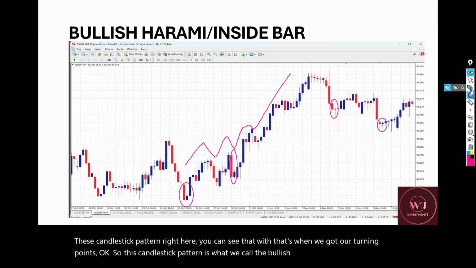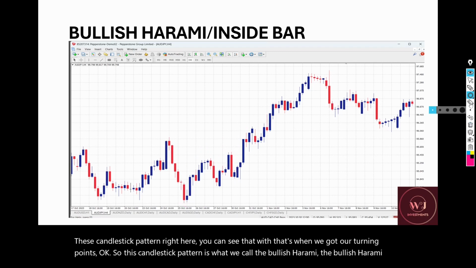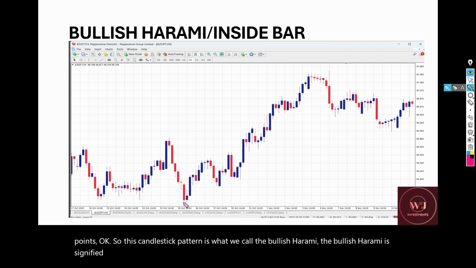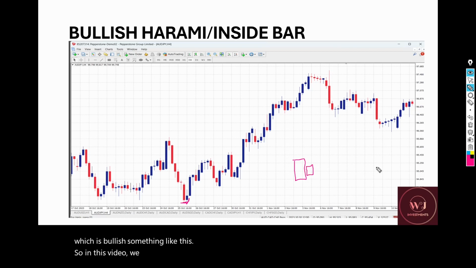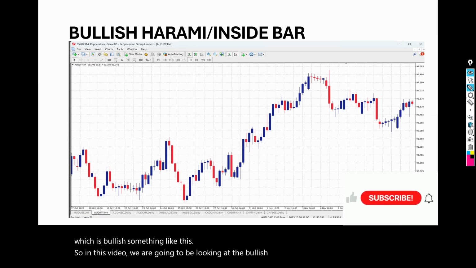The bullish harami is signified by a previous bearish candle which is strong, or big, and then a tiny candle which is bullish, something like this. So in this video we are going to be looking at the bullish harami. Okay, let's dive in.